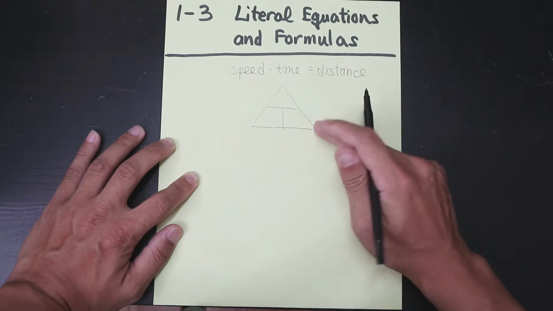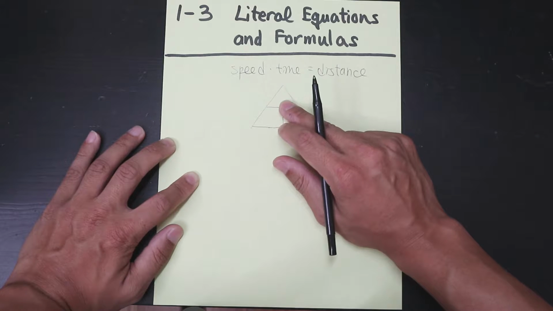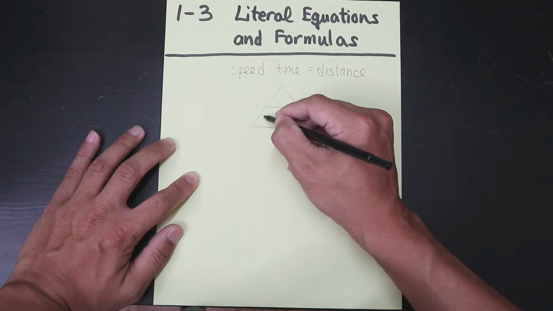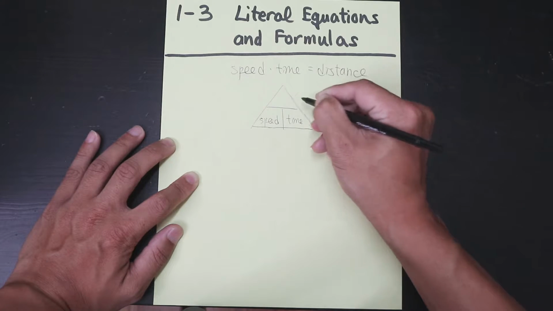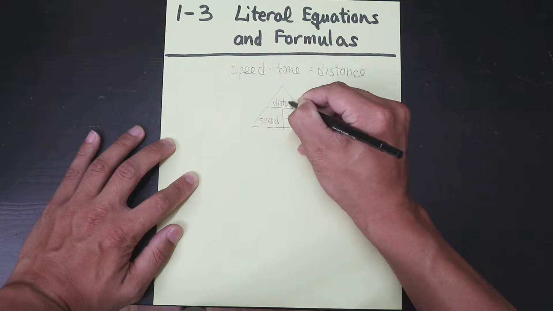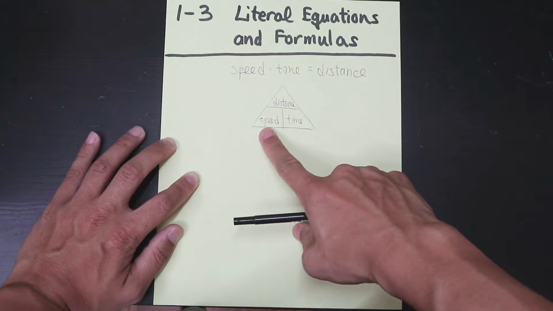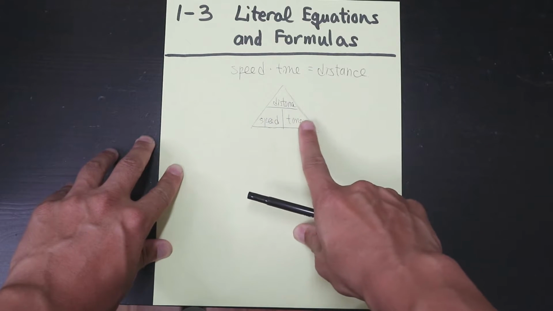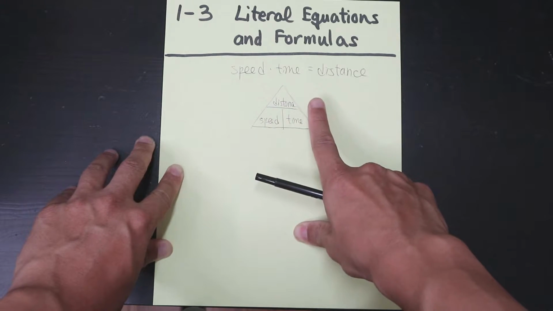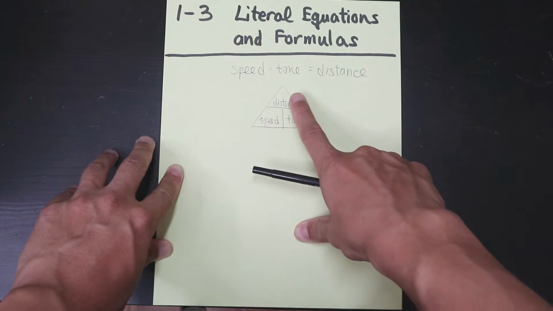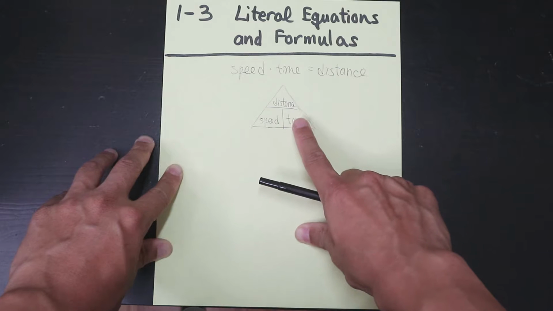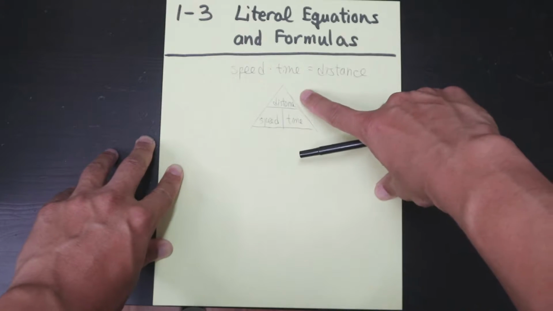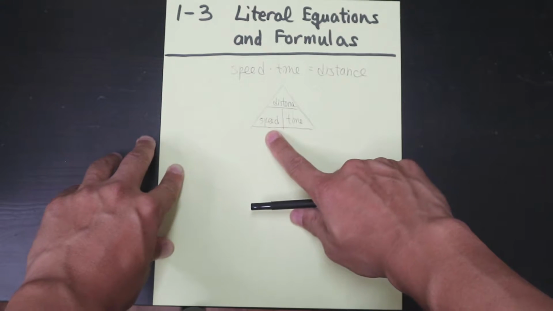So this looks like a pyramid, and we're going to put speed here, and we're going to put time here, and we're going to put distance here. Okay, so if you multiply speed and time, you get distance. But if you do distance divided by speed, because they look like a fraction here, distance divided by speed equals time, or distance divided by time equals speed.